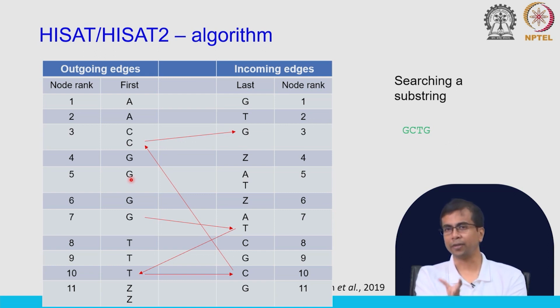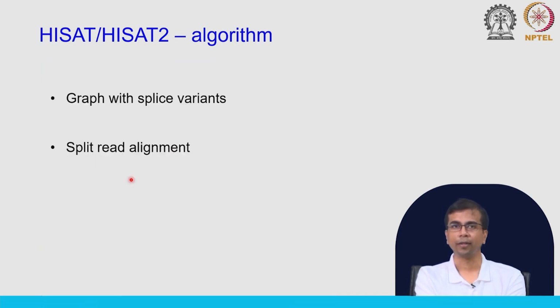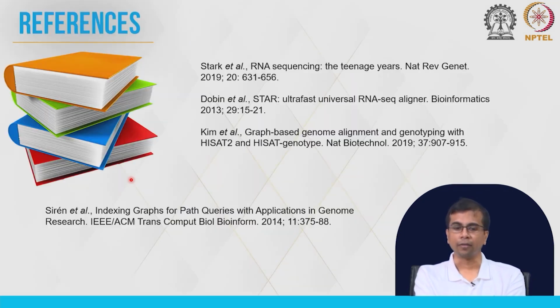So, it follows the same way that we have discussed before, and we can find any substring that we want. Okay. So, what you can now imagine is that we can extend this graph to generate a graph with splice variants, and we can do split read alignment, because of this flexibility that is built into this algorithm. Okay. So, these are the references that we have used.